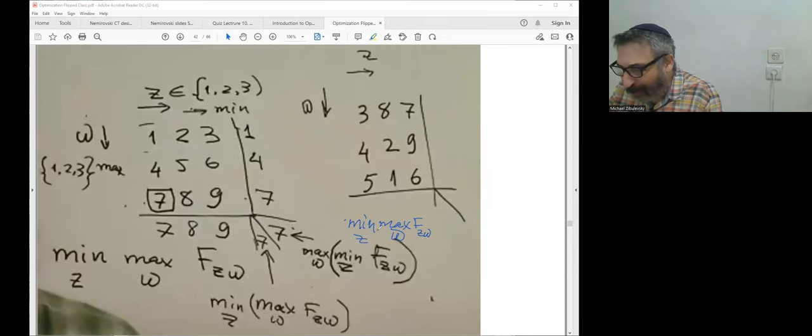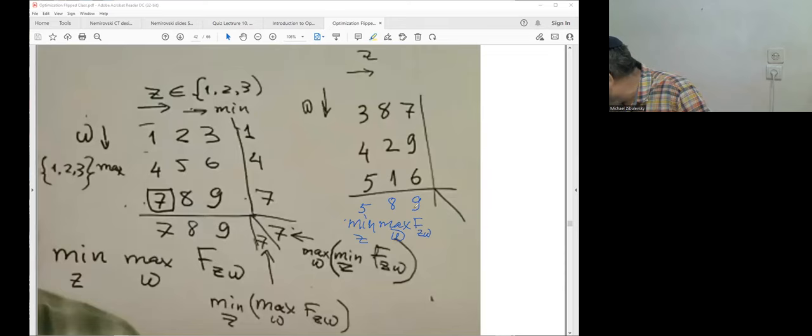First of all, who plays first? Z plays first. Despite that omega is more close to our function, Z plays first, omega plays second. And we first do maximization in omega. So in the first column, we put 5. And then in the second column, 8. And then 9.